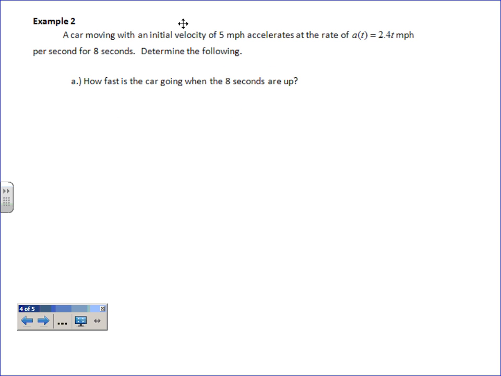All right, while we were waiting for that to get saved, we were discussing this. We know that the acceleration is what's given. We know the initial velocity is 5 miles per hour, but it is accelerating from there, and we know its acceleration is miles per hour per second for the first 8 seconds. We have to now determine how fast it is.